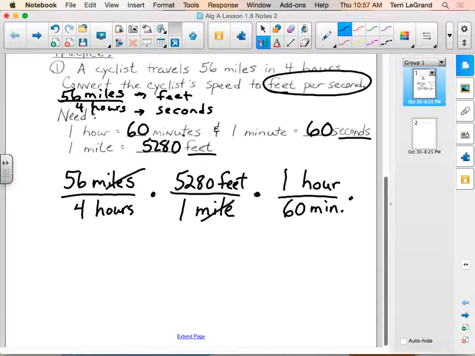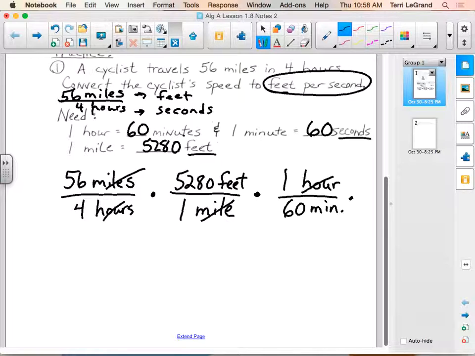Okay, and does anything cancel away now? Yes. What cancels? The hours. The hours cancel, so this cancels with that. If I stopped right now and did my multiplying and my dividing, I would have feet upstairs and minutes downstairs. Is that what I want? Nope. And so now we're gonna have to use our other conversion factor. We haven't used our 3 yet, we have this one left.